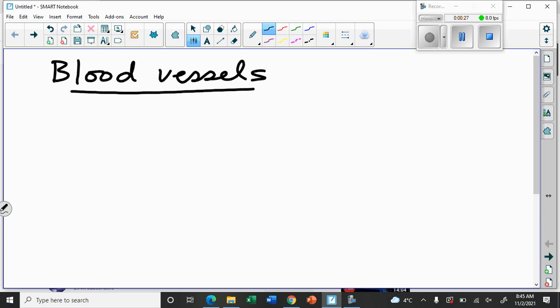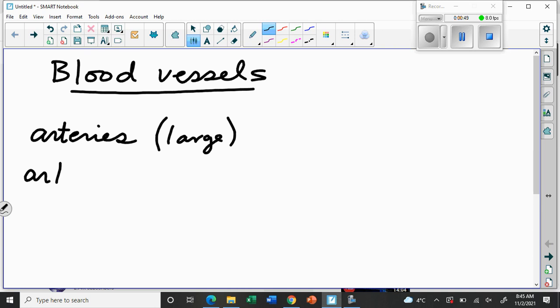So, arteries. Let's start with arteries. Now when they're large, we call them arteries. And when they're smaller, we call them arterioles. It means a little smaller arteries. Okay, but for the most part, the properties of these are the same. Just one's a little smaller than the other, and there might be some small differences.